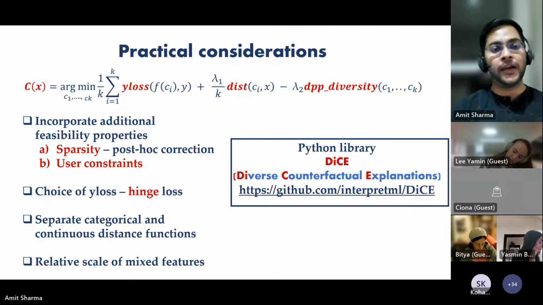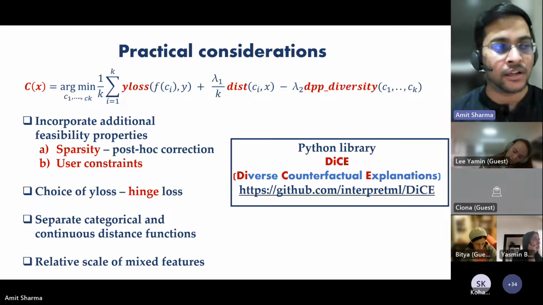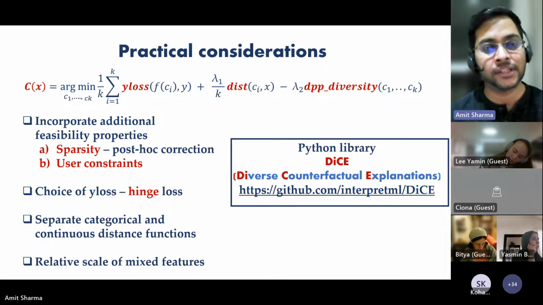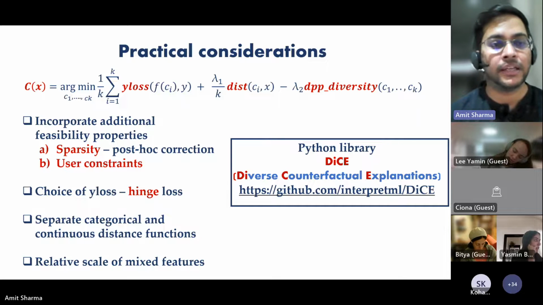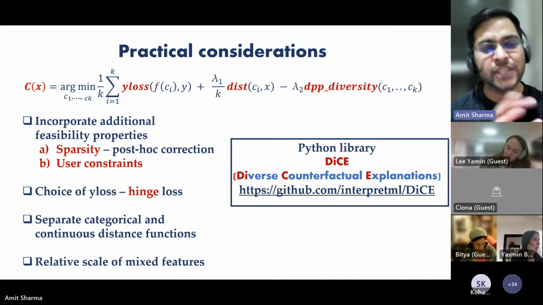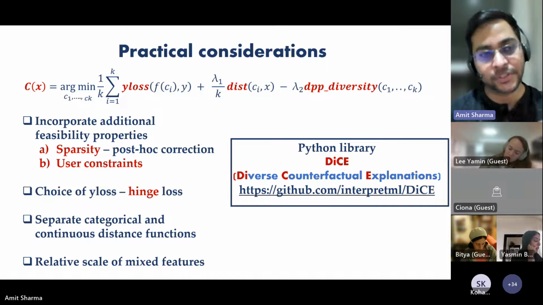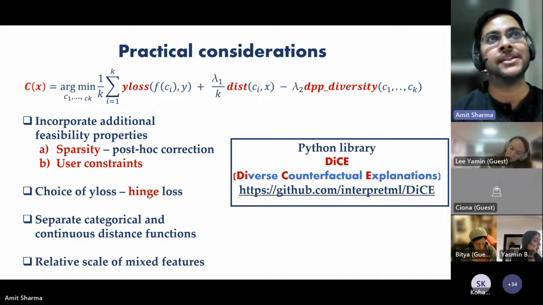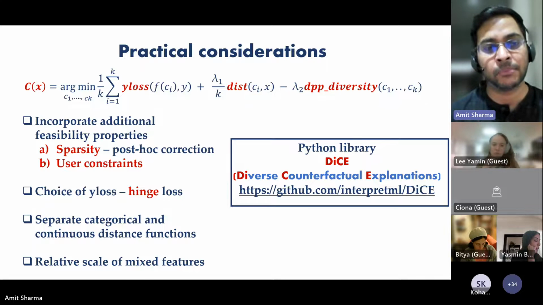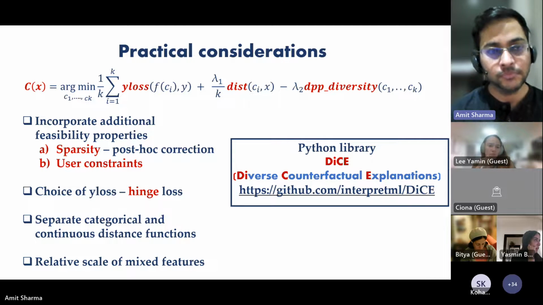But I don't think the problem is solved. I think the kinds of questions that are still on people's minds are about sparsity and user constraints. So in DICE, we have some simple ways of addressing this. But I think in general, thinking of how do you optimize for arbitrary user constraints is an open problem.